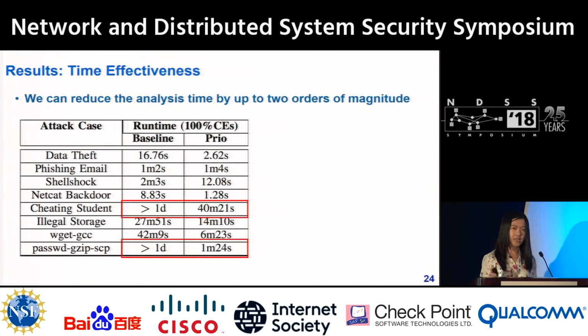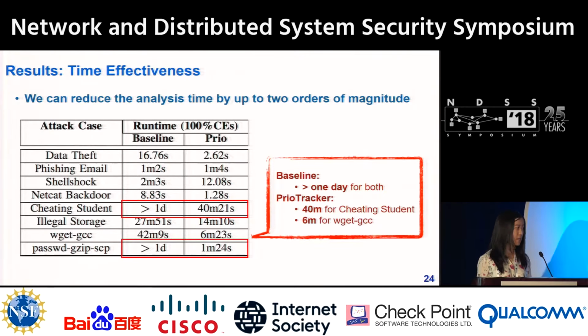Also, we consider time effectiveness. You can see from the result here that the baseline approach failed to capture all the attack traces before the deadline, that is 1 day. But our approach only takes about 40 minutes and 6 minutes to find them all. So we actually speed up the analysis process by up to 2 orders of magnitude.